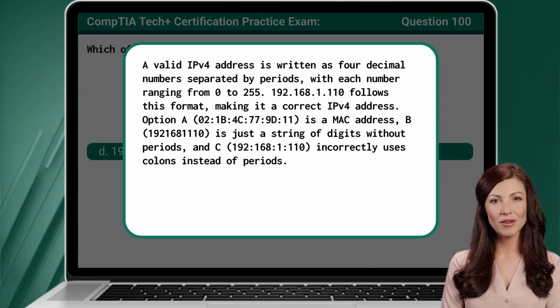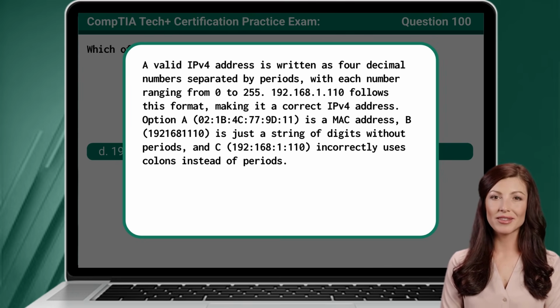192.168.1.110 follows this format, making it a correct IPv4 address. Option A is a MAC address, B is just a string of digits without periods, and C incorrectly uses colons instead of periods.